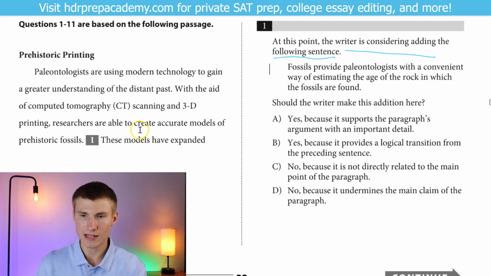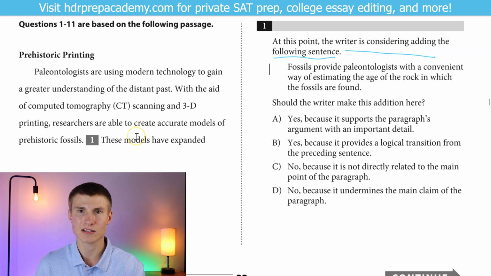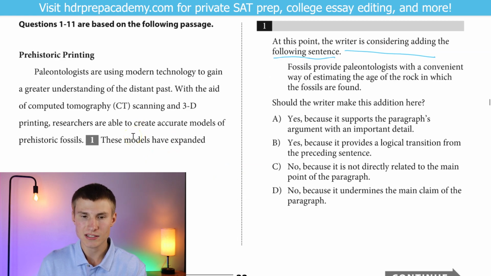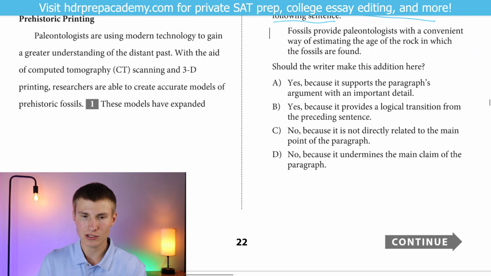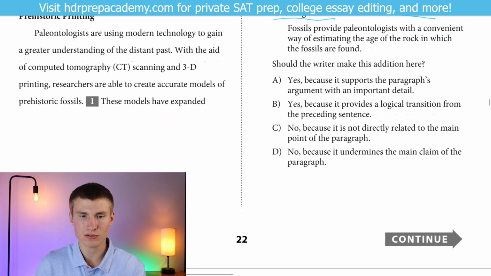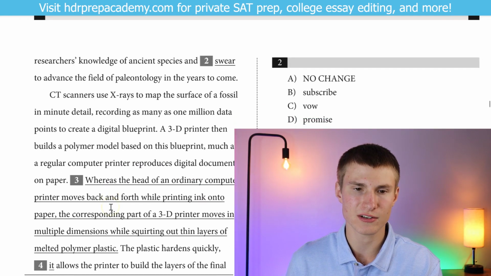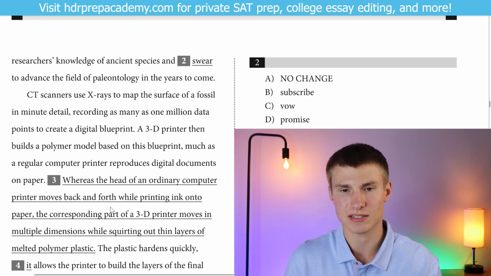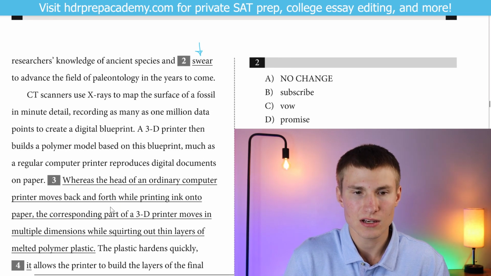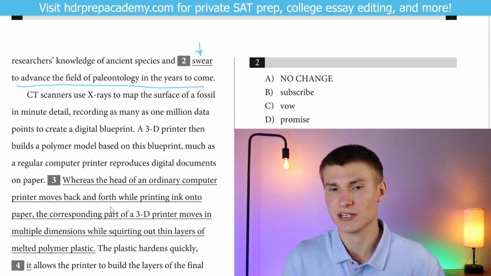Well, if we're considering adding a sentence like this, we want to get some more context, especially when it's the beginning of our passage. So we need to know what comes after, or in the rest of this paragraph, right? So what's the rest of this paragraph about? Well, we have these models have expanded researchers' knowledge of ancient species, and we can go ahead and answer this: something to advance the field of paleontology in the years to come.